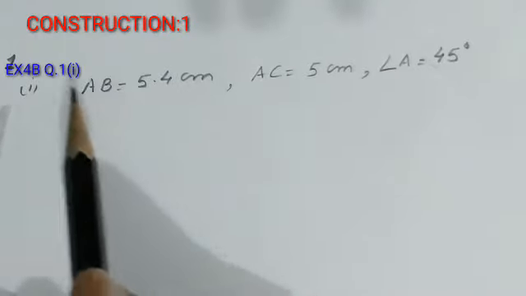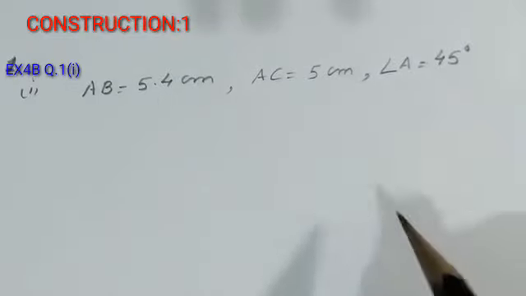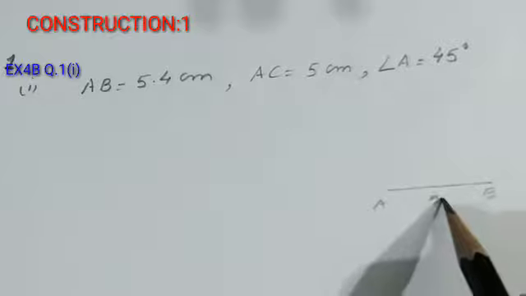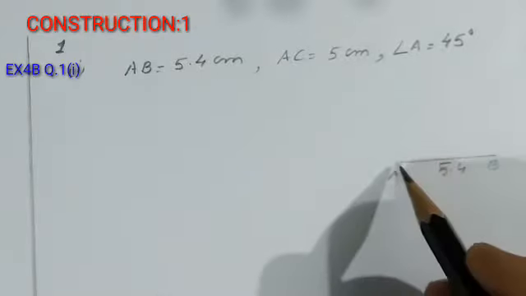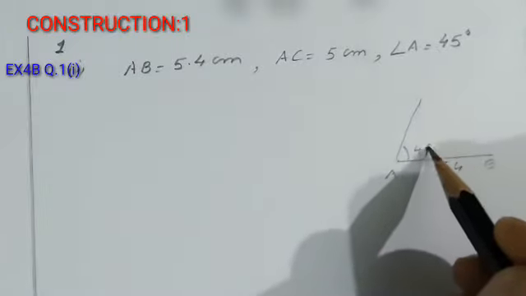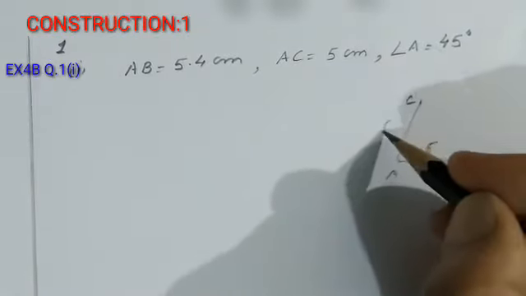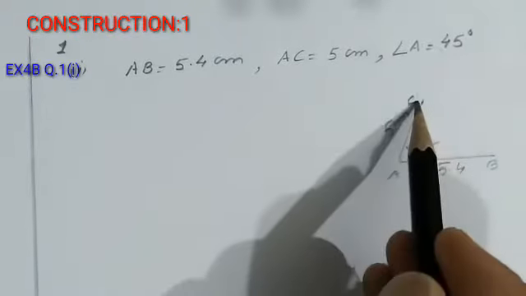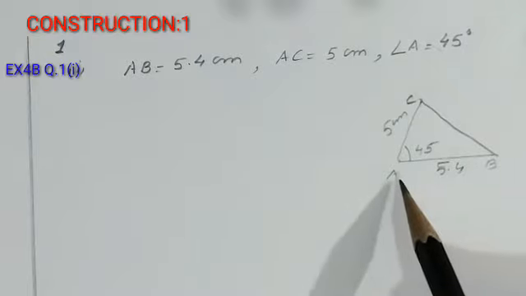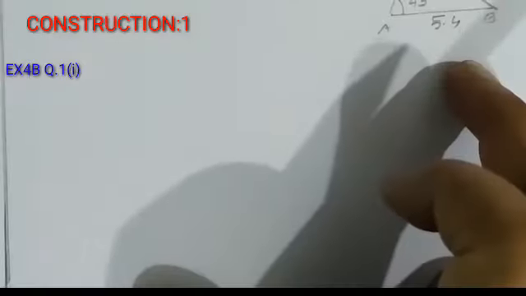See how the question is: draw a triangle ABC in which AB equals 5.4 centimeter, angle A equals 45 degree and AC equals 5 centimeter. Complete the triangle. From here you will get the step. So what is your first step? Draw a line segment AB of 5.4 centimeter. So let's move to step 1.